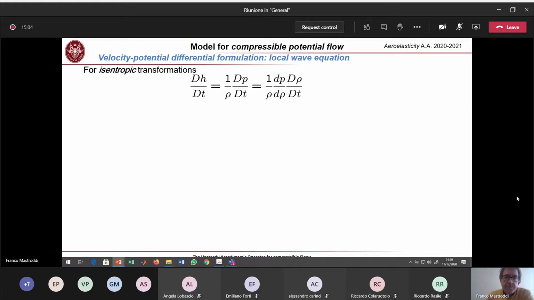Okay, so we are ready for obtaining a unique equation in terms of potential. This is the target. We want to obtain a unique equation for the potential. So consider the definition of the enthalpy. This is the definition of the enthalpy. And we can consider as enthalpy the Bernoulli theorem expression like this on one side and on the other side.